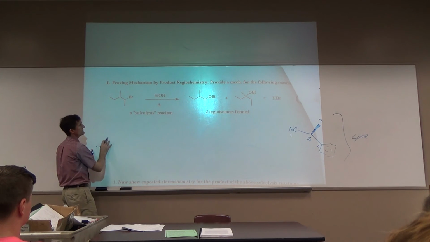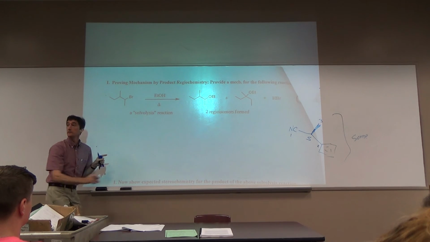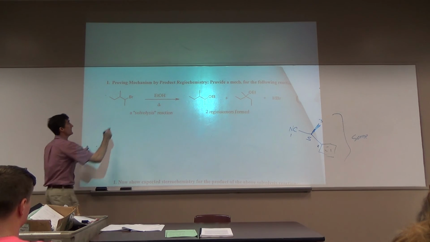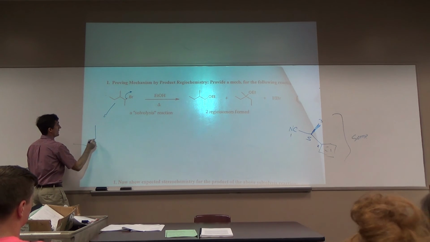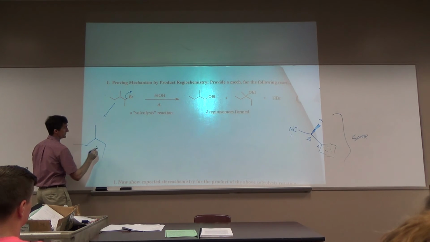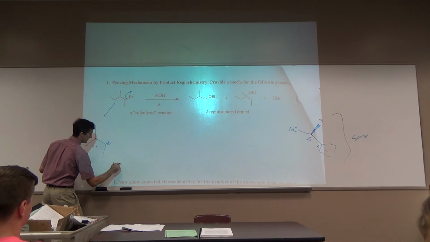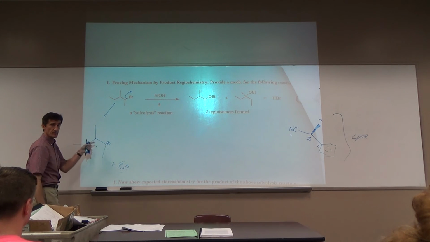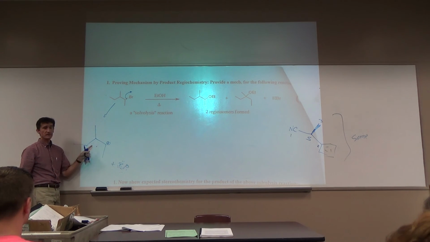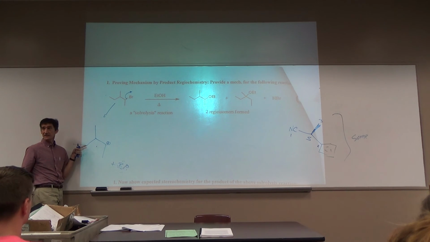Mechanism. What's the first step? Yeah. Bromine just has to leave. What does that give? Carbocation plus Br minus. What do we call this process? Ionization, right? This looks a little odd to some of you. Can the bromine just leave? Just up and leave? Does that make sense?